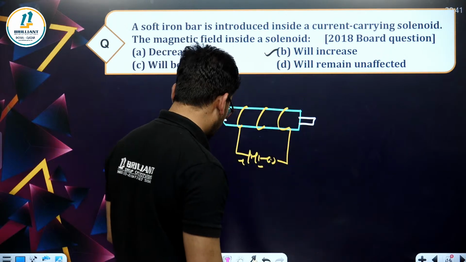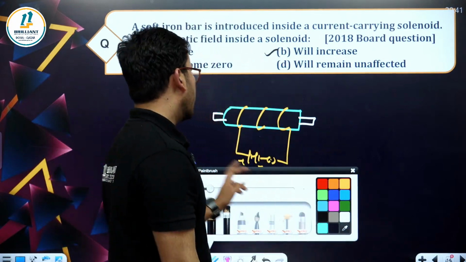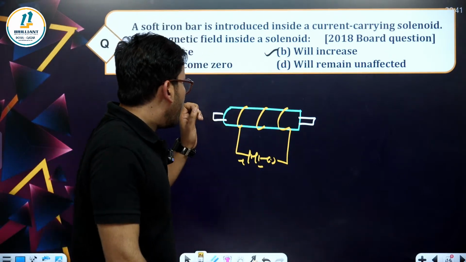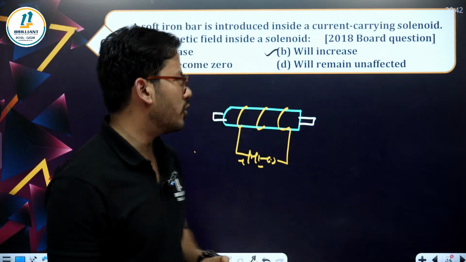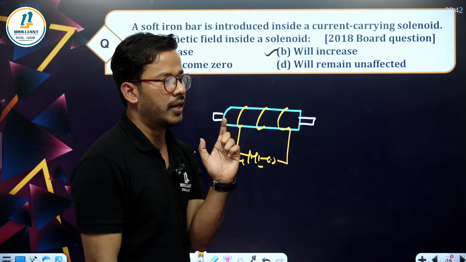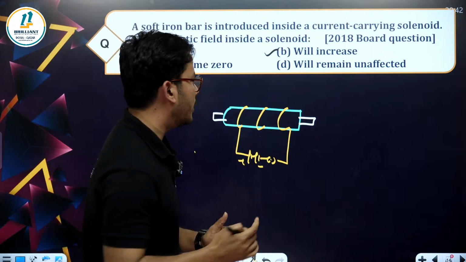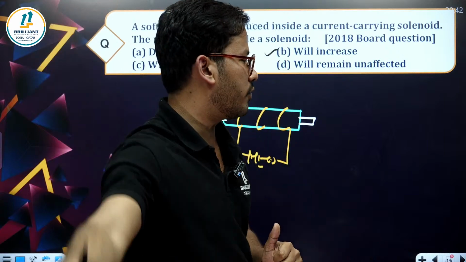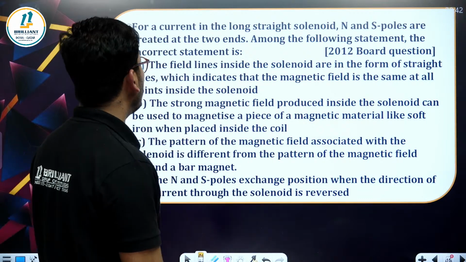Now you'll ask me, sir, why does it increase? I'm going to tell you that soft iron has a property of magnetizing and demagnetizing very fast. So what I mean is, an electromagnet depends upon the nature of the material, right? So as soon as you put a soft iron inside, it will add to the magnetism of the solenoid. It will increase. Perfect.